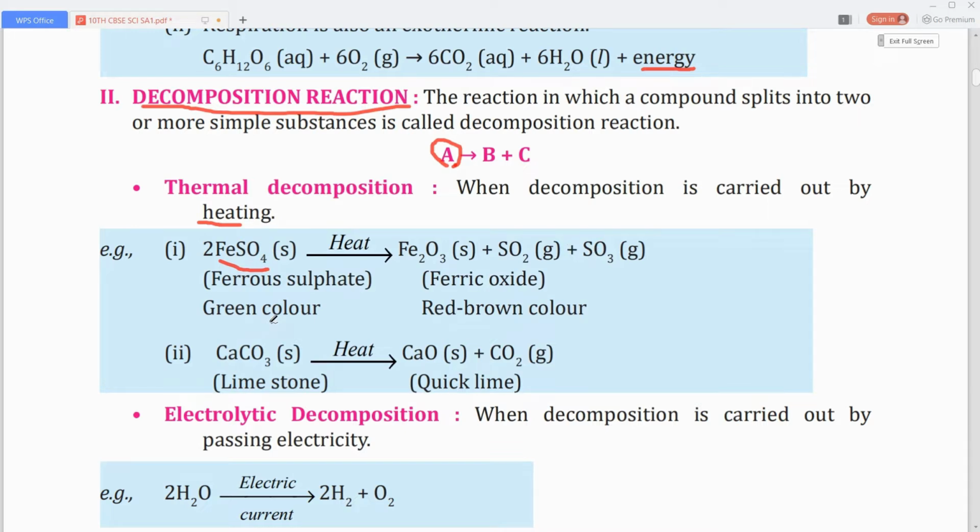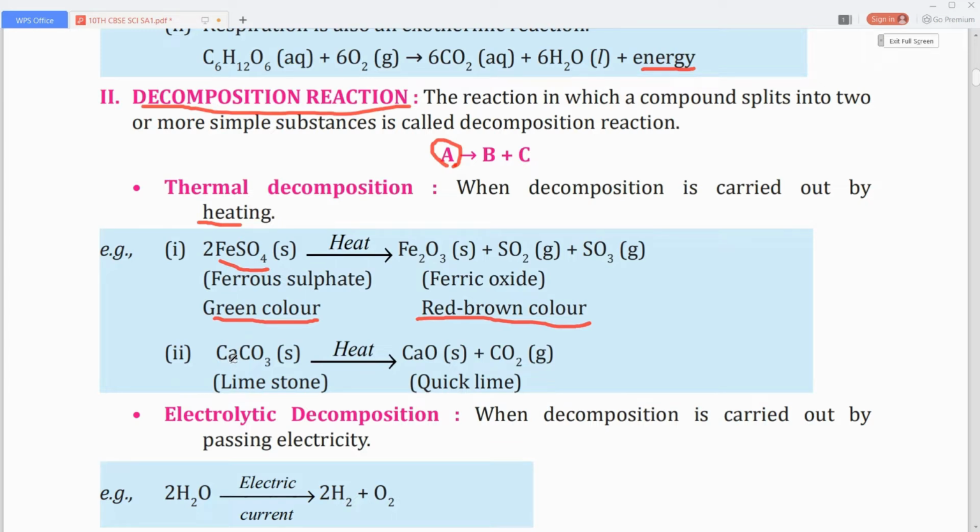Yesterday we discussed color change as an indication. So here in the initial stage, the reactant has a green color. When we heat it, it is converted into a red-brown color. So color change also indicates the reaction. So thermal decomposition means when heat is used to decompose.